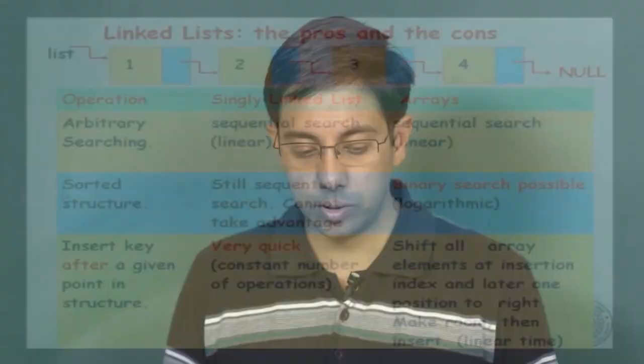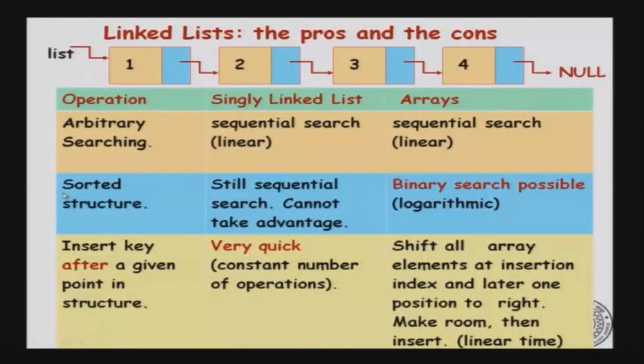In an array, suppose you say mid equals 0 plus n minus 1 by 2, you can go to the middle element of the array, but there is no way to do that in a linked list. You have to go one after the other. So, sorting does not help in searching when you are looking at a singly linked list. On the other hand, insertion and deletion are very quick in a linked list, whereas they are very slow in an array.